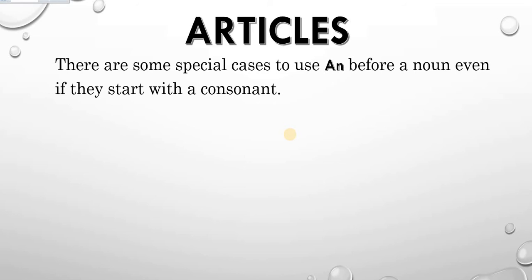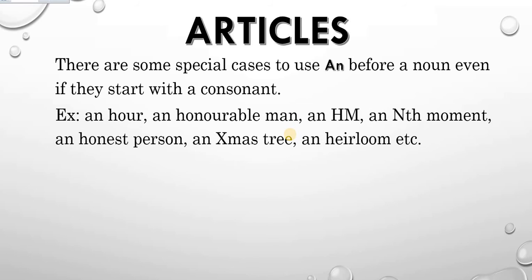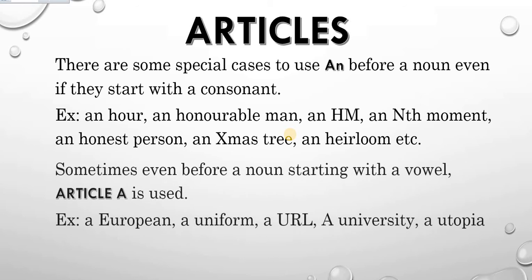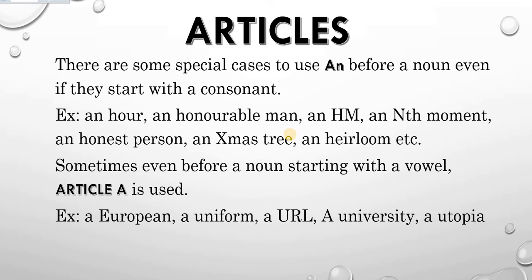There are some special cases to use an before a noun even if it starts with a consonant. Like this: an hour, an honorable man, an HM, an nth moment, an honest man, an Xmas tree, an heirloom, etc. Sometimes even before a noun starting with a vowel, the article a is used. Like a European, a uniform, a URL, a university, a utopia. We will see why it is done that way.